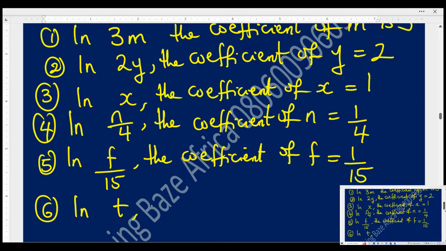In t, the coefficient of t is equal to 1. Don't forget that coefficient is the number multiplying the symbol in an algebraic term, or the number that is multiplying the unknown in an algebraic term. All right? So take note of this.